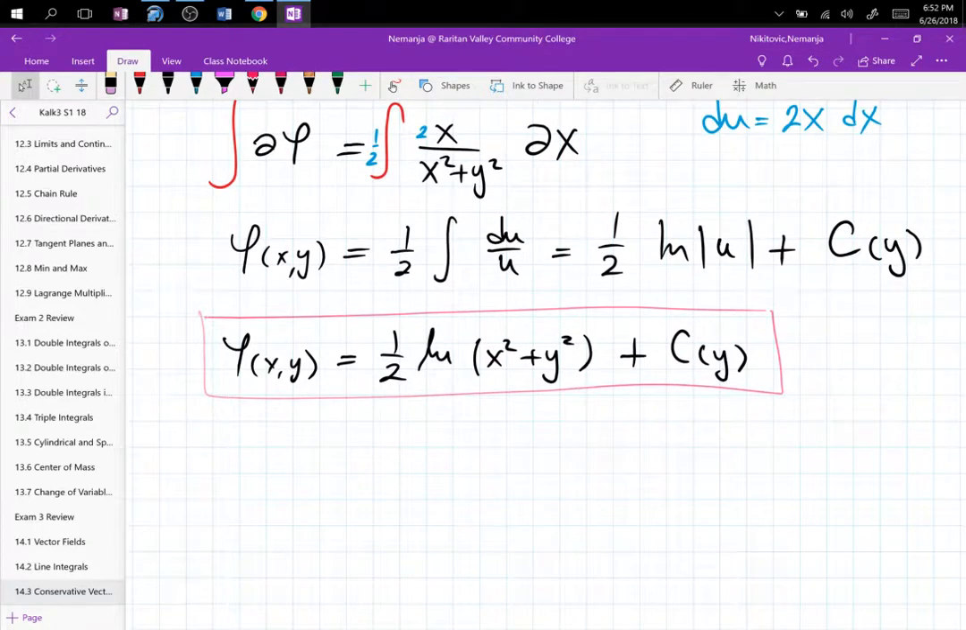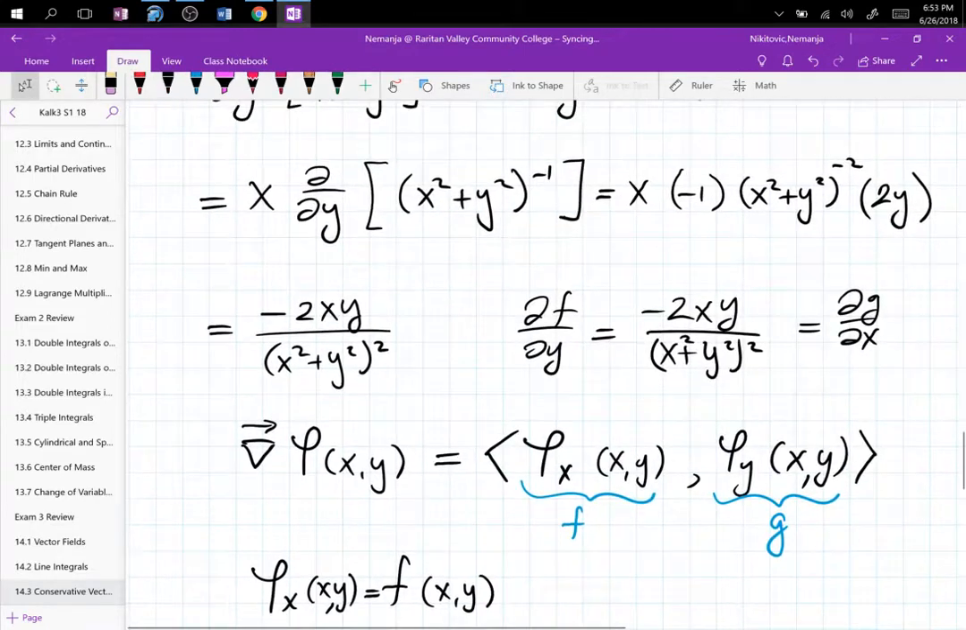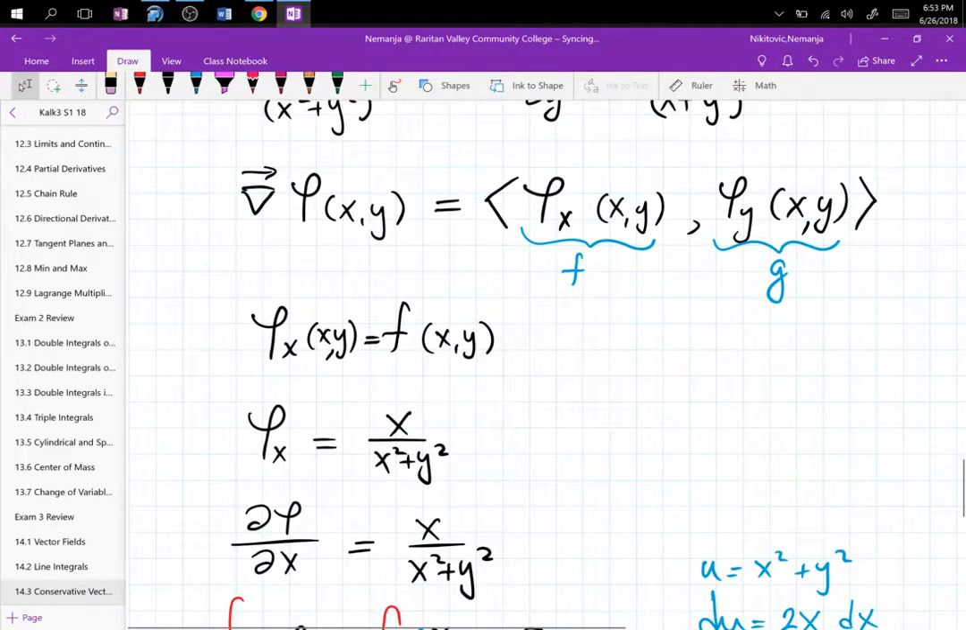We can now take the partial derivative of this with respect to y. And when you do that, you can set it equal to g, and you will be able to find c(y) from there.